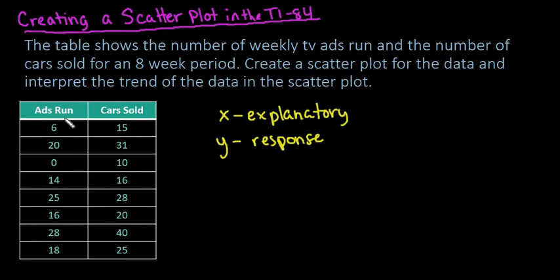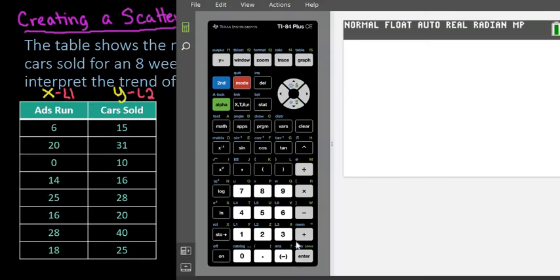So what we have here is we have ads run and cars sold. So it makes much more sense to say that the ads run is going to be the explanatory, because if you run more ads, then you expect to see more of a response of numbers of cars sold. Okay. So what we're going to do is our X is going to go into L1 in our graphing calculator, and Y is going to go into L2. So let me grab my calculator.